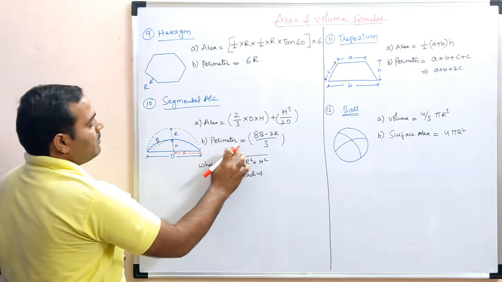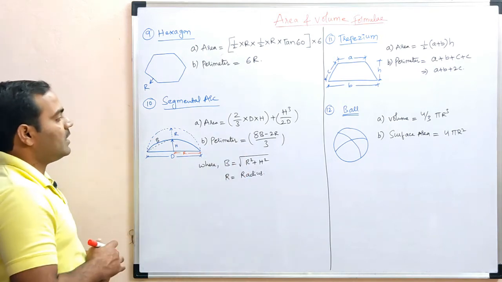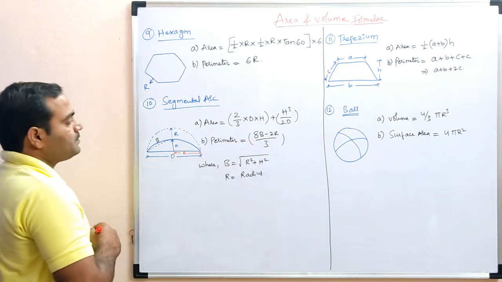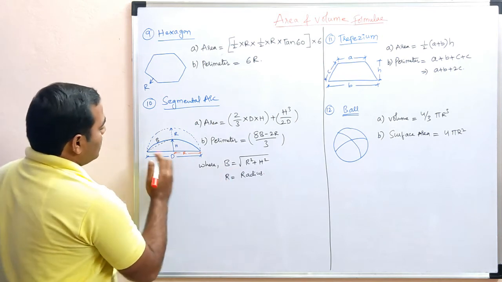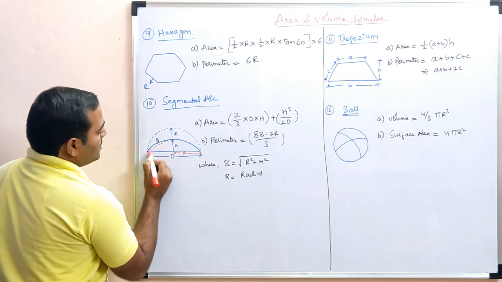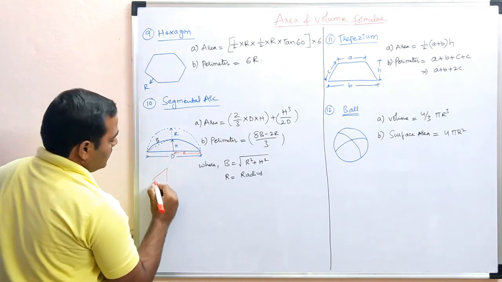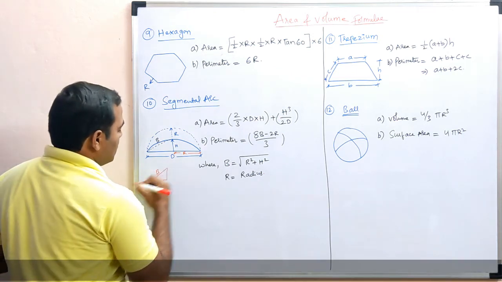Next one is perimeter. How to find the perimeter for this segmental arc? So 8b minus 2r by 3. So here what is b? b is nothing but this hypotenuse. This hypotenuse for this triangle. So it is like this. So for this one, this hypotenuse is nothing but b.